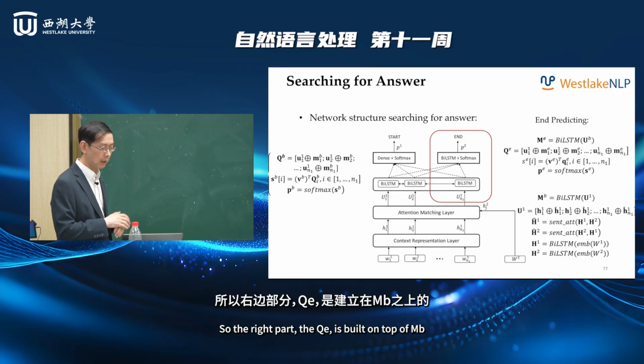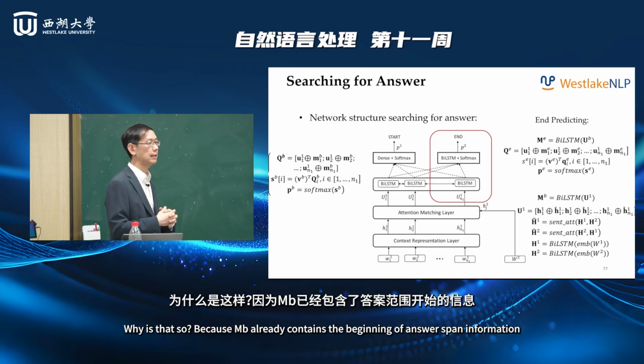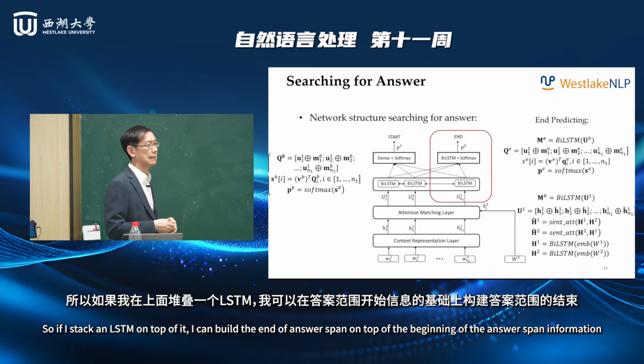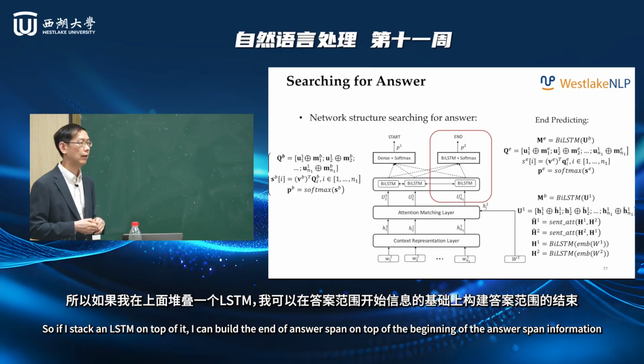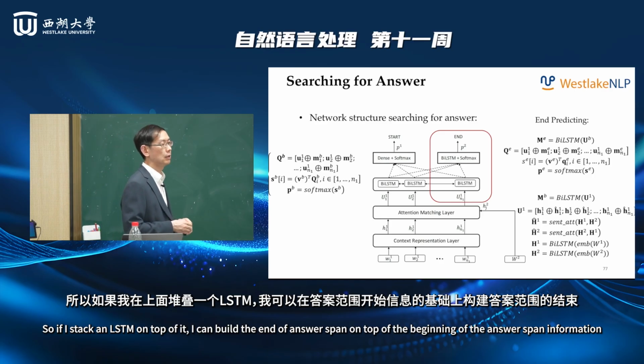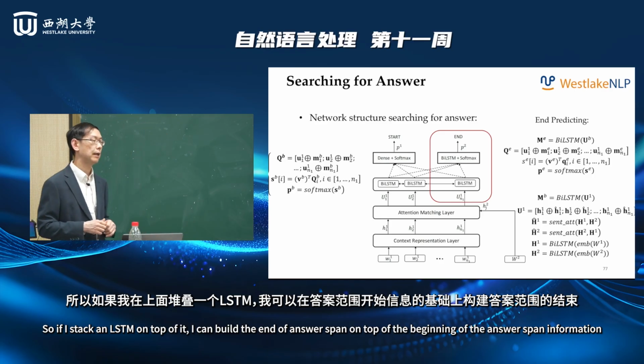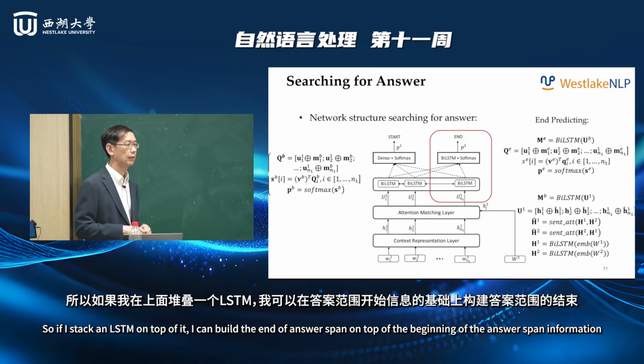So the right part, the QE, is built on top of MB. Why is that so? Because MB already contains the beginning of answer span information. So if I stack an LSTM on top of it, I can build the end of the answer span on top of the beginning of the answer span information. All right.